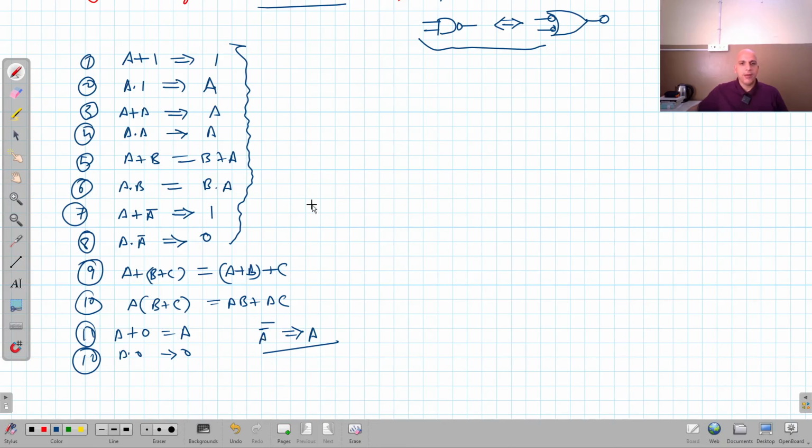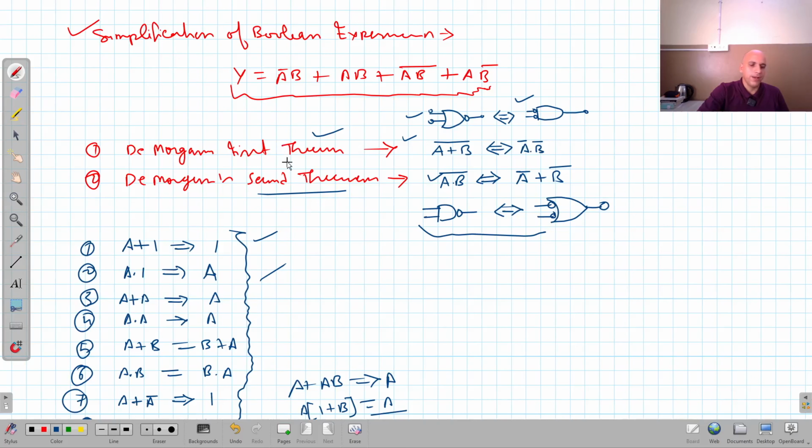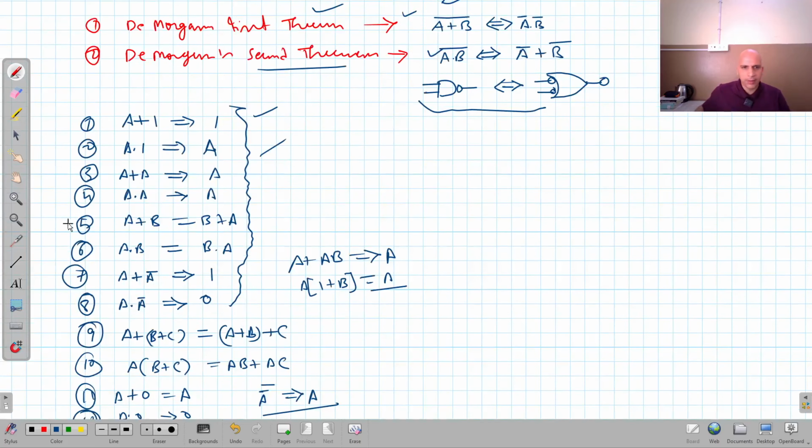Similarly, if you have A plus AB, that will give you A. It is simplified using this, because they have taken A as common, so it gives 1 plus B, and 1 plus B is always 1, so A into 1 is A. So you have to remember all these Boolean laws and De Morgan's theorem in order to simplify any Boolean expression, right? I am taking a few examples.